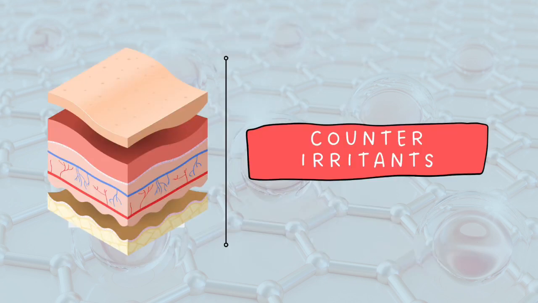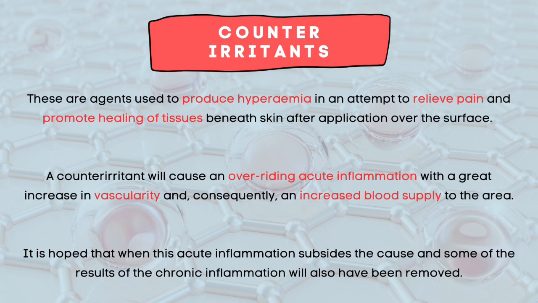Next, we have the counterirritants. These are agents used to produce hyperemia in an attempt to relieve pain and promote healing of tissues beneath the skin after application over the surface. A counterirritant will cause an overriding acute inflammation with a great increase in vascularity and consequently an increased blood supply to the area. It is hoped that when this acute inflammation subsides, the cause and some of the results of the chronic inflammation will also have been removed.